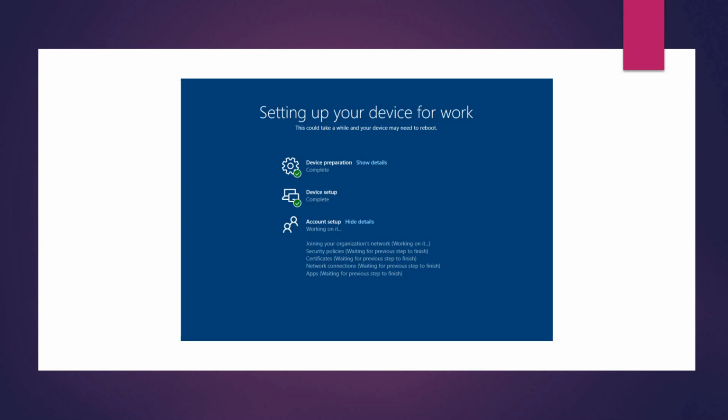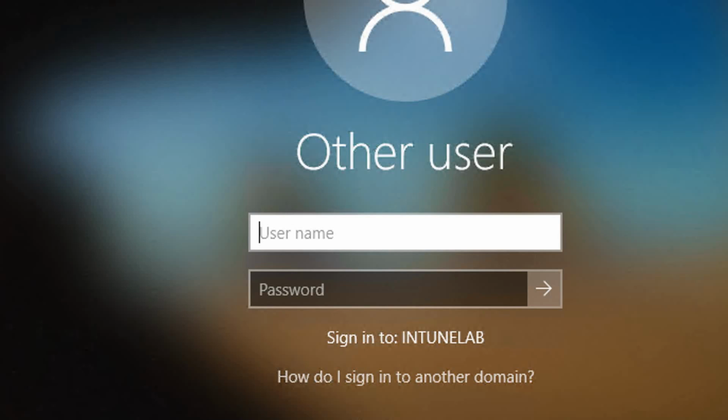Over here you can see the ESP page as well, which says what are the steps that have been completed and what are the steps that are pending. And then finally after the reboot you will see this login page, and over here you can see that the login page gives me the option to sign in to Intune lab, and this Intune lab is the name of my on-prem domain.